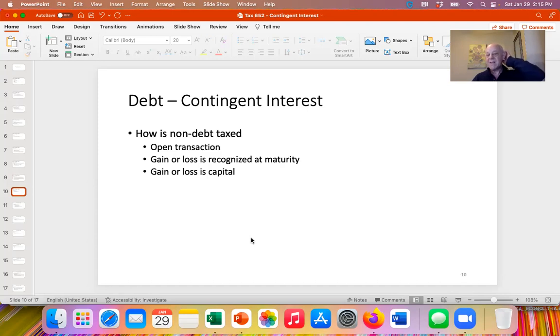Okay, so if it's not debt, how is the transaction treated? It's treated very simply, as an open transaction. We wait until maturity. We compare the amount that you get back at maturity with the amount that you put in on day one. Whatever the difference is, it's either capital gain or capital loss. So when it's not debt, it's simple. It's when it's treated as debt that we have to do some computations.